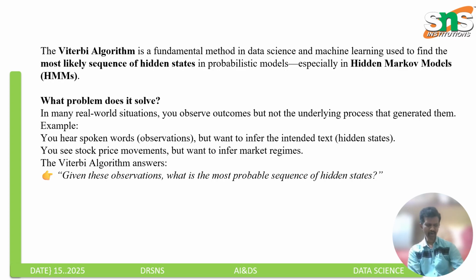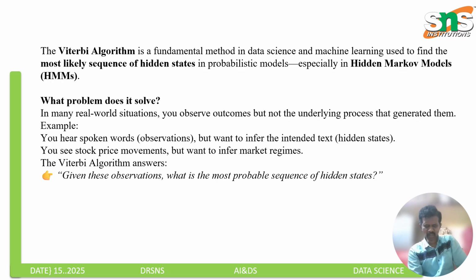Next, let us see what problems it solves. If you want to know what is the problem that we can solve, the first one is that in many real world situations you observe an outcome but not the underlying process that generated them. So this is the information where we are going to see many of the problems. In real time situations, we can observe the outcome but not the underlying process that generated them.